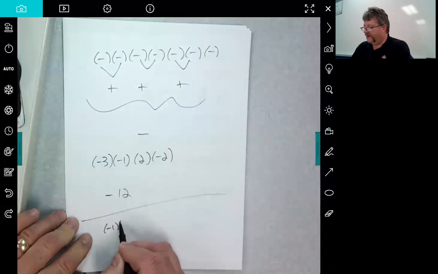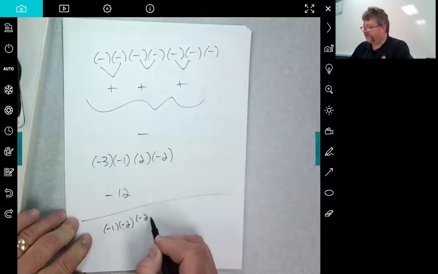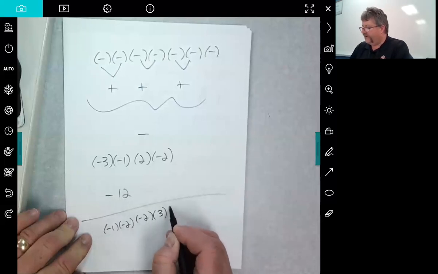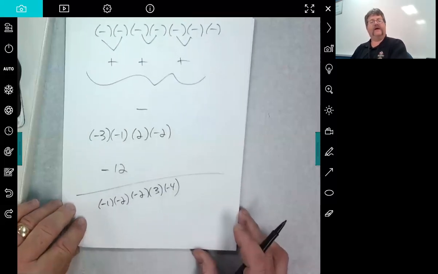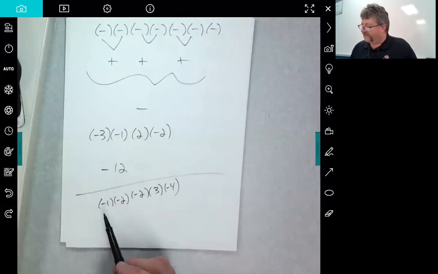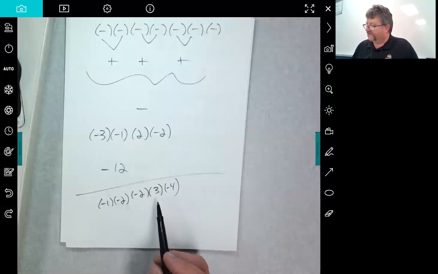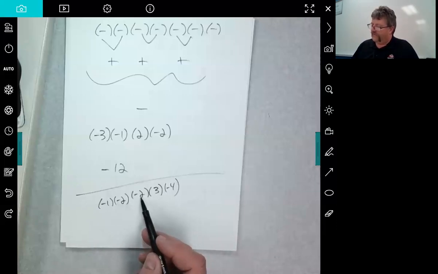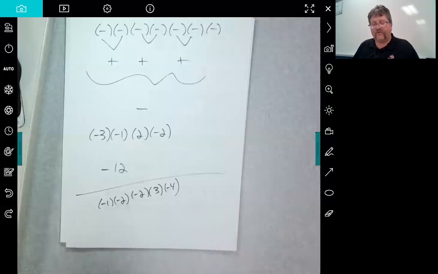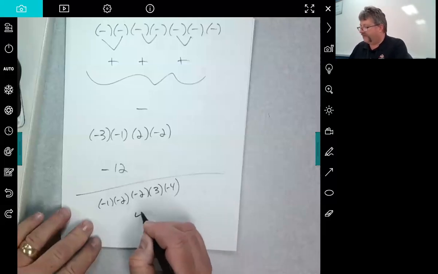Okay, -1, -2, 2 again, 3, -4. Okay, again, I immediately know it's positive because I've got an even number of negatives. I just have to take 1 times 2 is 2, times 2 is 4, times 3 is 12, times 4 is going to be 48, positive 48.